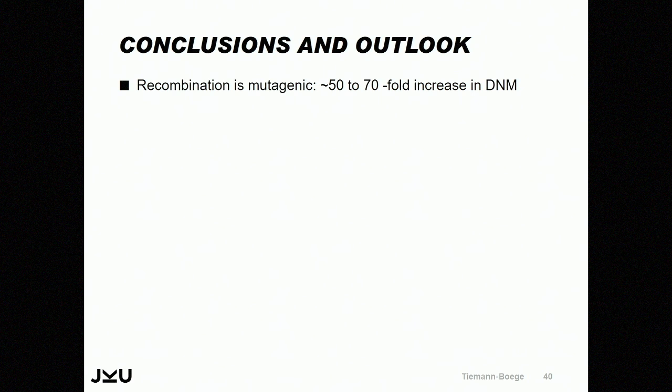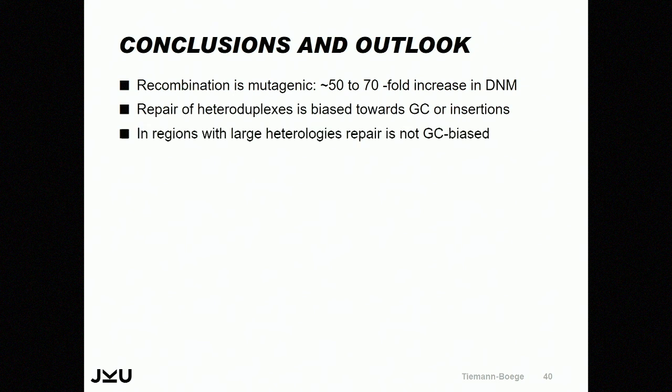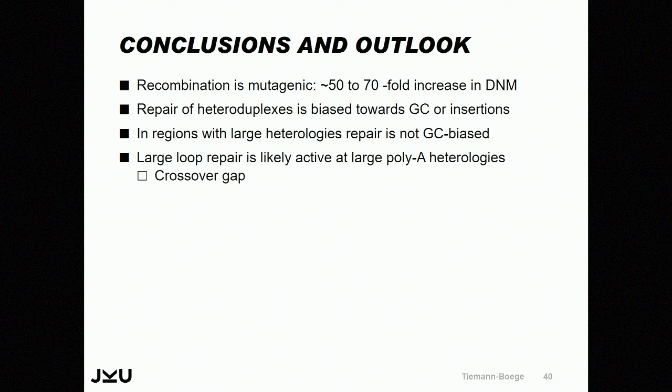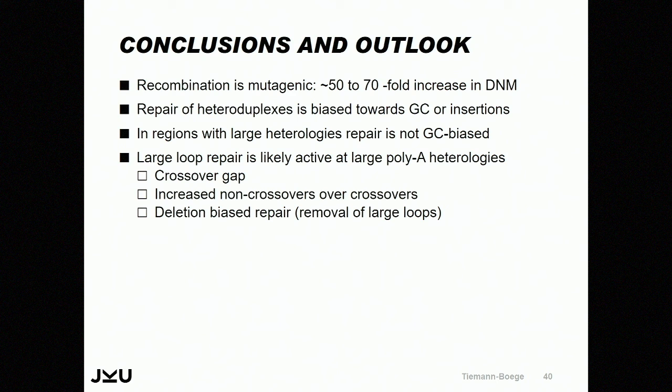So I want to conclude that yes, recombination is mutagenic. It produces 50 to 70-fold more de novos at recombination hotspots, and you have repair bias towards GC or towards insertions. When you have large heterologies, like these poly-As or maybe a lot of polymorphisms in a region, the repair might not be GC biased because it attracts different mismatch repair systems. And this large loop repair actually produces a crossover gap. It increases non-crossovers over crossovers. You also have a deletion biased repair, meaning you remove those large loops.